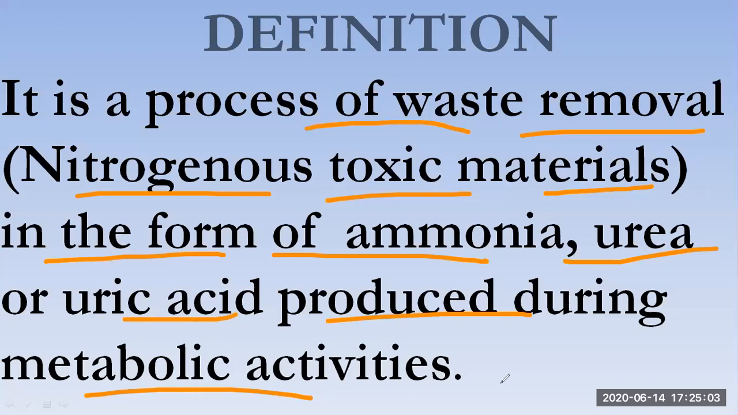So simply, during metabolic activity inside our body, protein digestion is going on, and ammonia or urea or uric acid forms after the digestion of proteins. These are toxic materials for our body. So with the help of excretion, we can remove these toxic substances outside the body, and this is the waste material which has no use in our body. So this is called excretion.